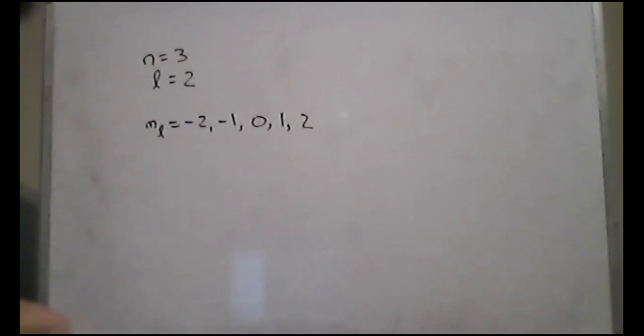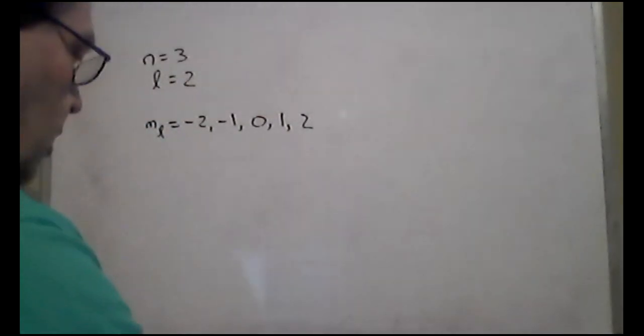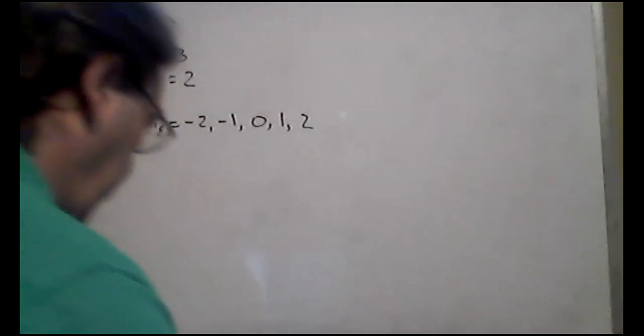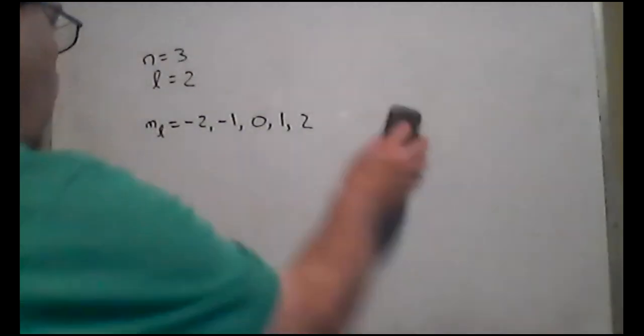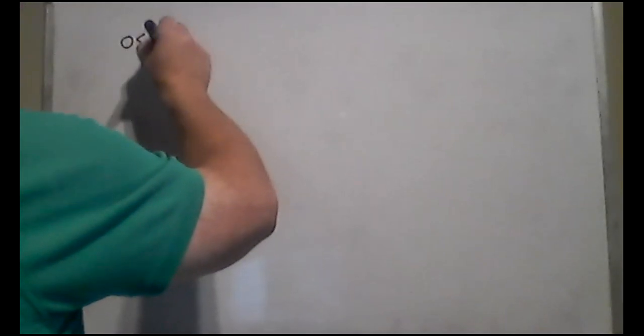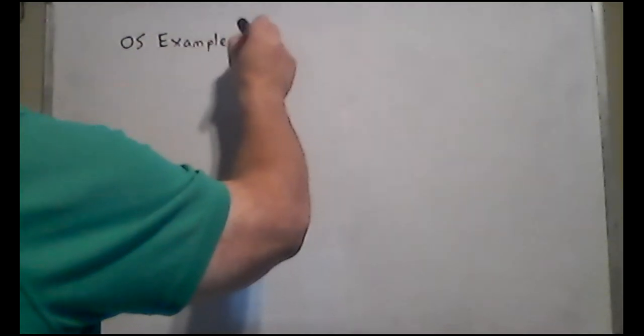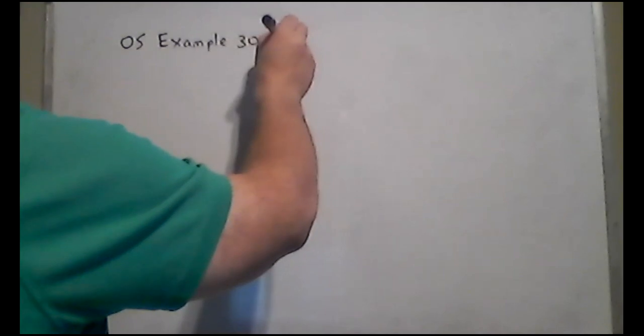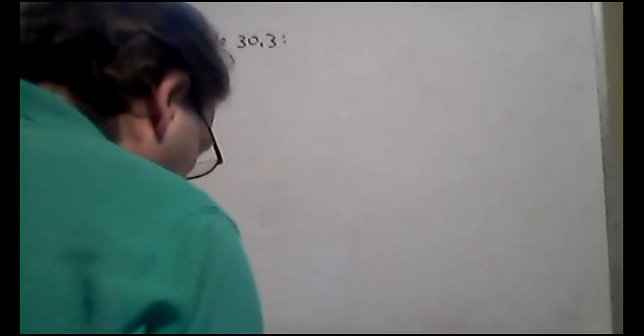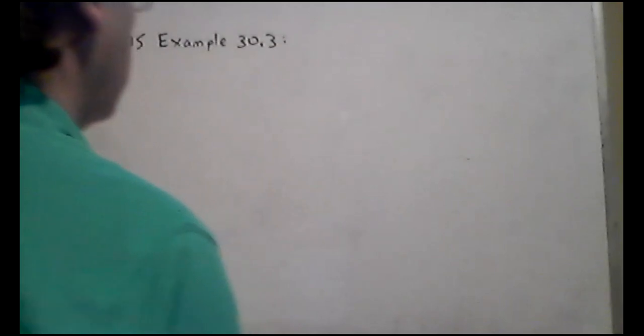All right, so let's calculate some. Let's do an example. Let's kind of chew on this idea a little bit more. I'm going to do OpenStax example 30.3. And that example is: what are the allowed directions?